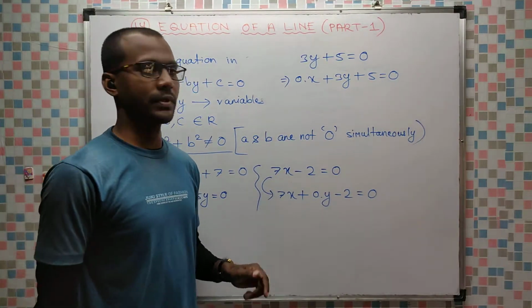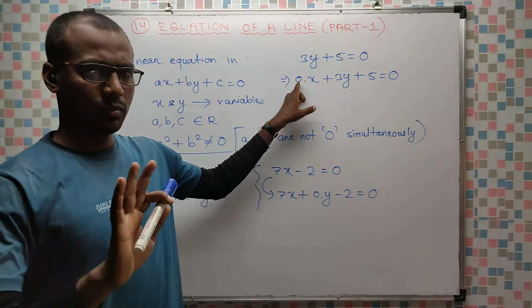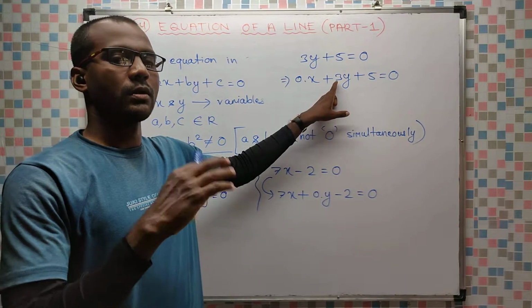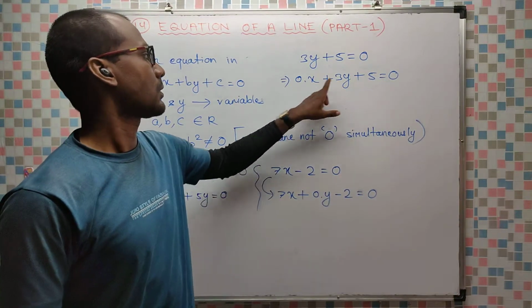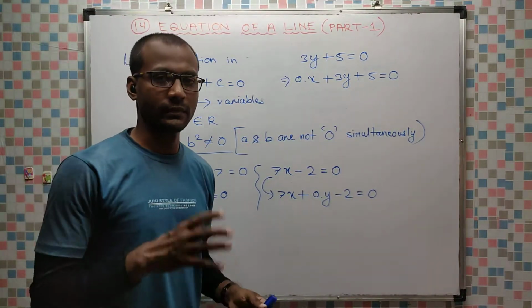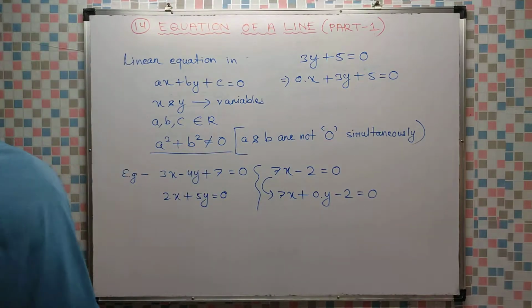So you can see the coefficients. A is 0, possible. B is not 0, B is 3. Either A or B can be 0. So A is 0, B is 3, C is 5. So from this we conclude that it is a very important concept. You can write it.